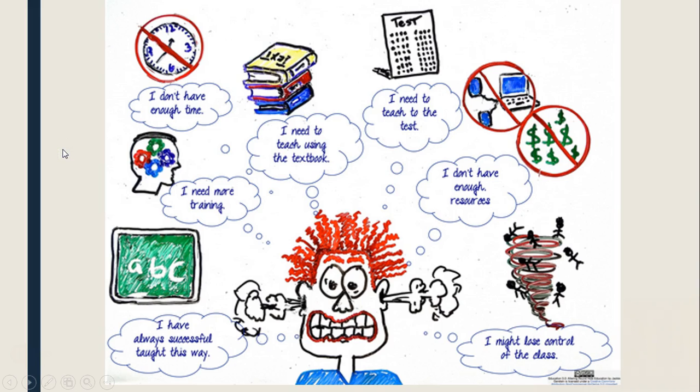And of course, we have to anticipate what our teachers are going to be thinking, right? And so this is another good visual of teachers thinking that they don't have time, they need more training. I've always done it this way. I'm using the textbook, so I have to follow it. Teach the tests. Don't have the resources. I might lose control of the class if I do more of that inquiry or project-based learning. And you get the idea.